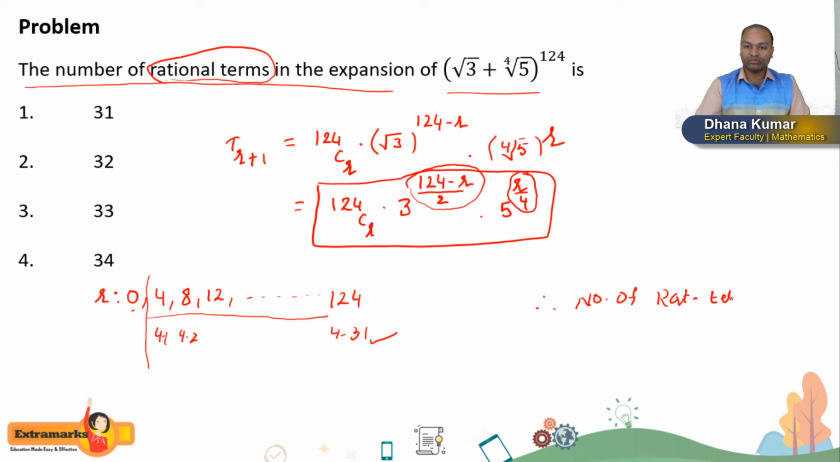Rational terms. Total how many terms? 32 terms are there. This is the general procedure. Suppose we calculate irrational terms, the number of irrational terms.